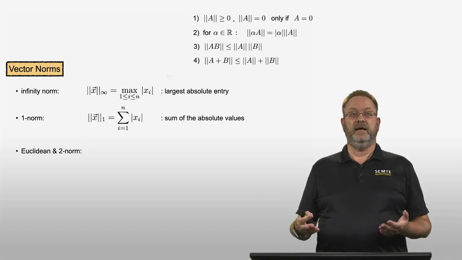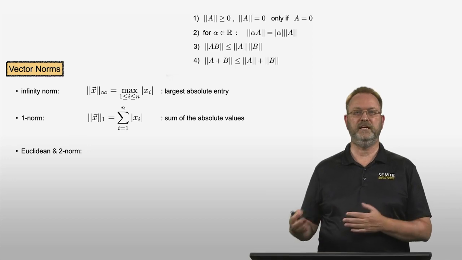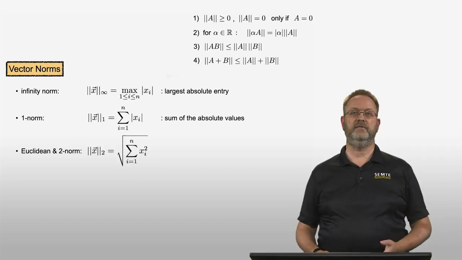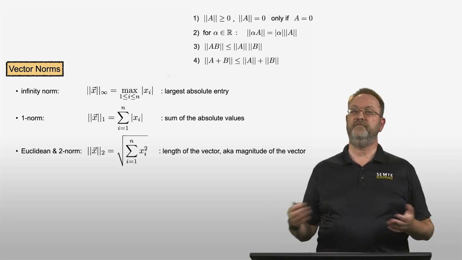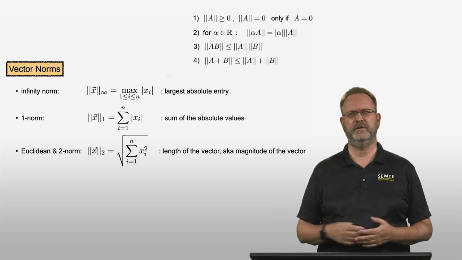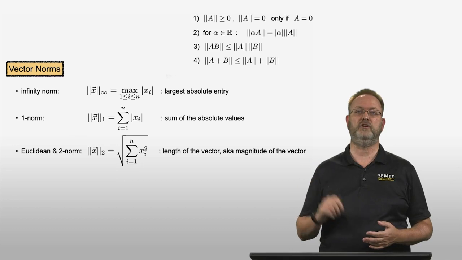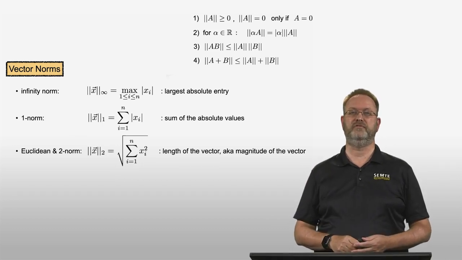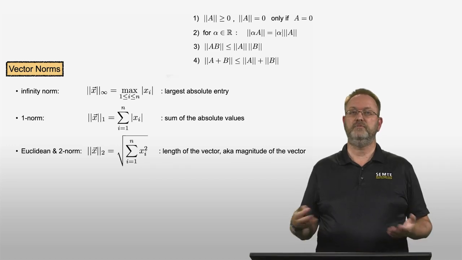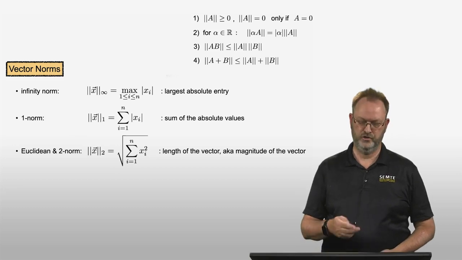And then finally, the Euclidean or the 2 norm. Both the Euclidean and the 2 norm for a vector are exactly the same. They are the length of the vector x. If you remember from linear algebra, the length of a vector is you sum up the squares of all the entries and then take the square root of that. That is the magnitude or the length of the vector, and in terms of norms, that is the Euclidean norm, also called the 2 norm.